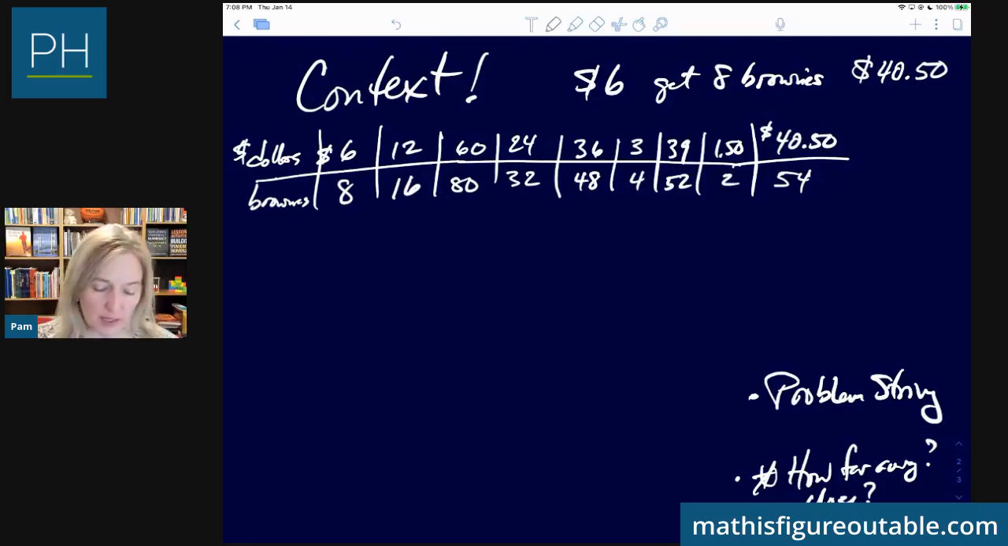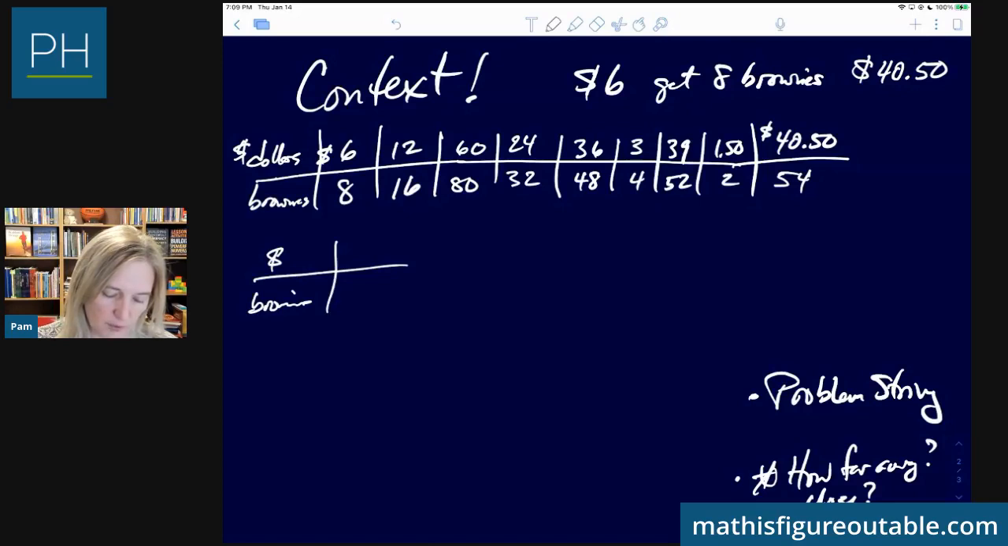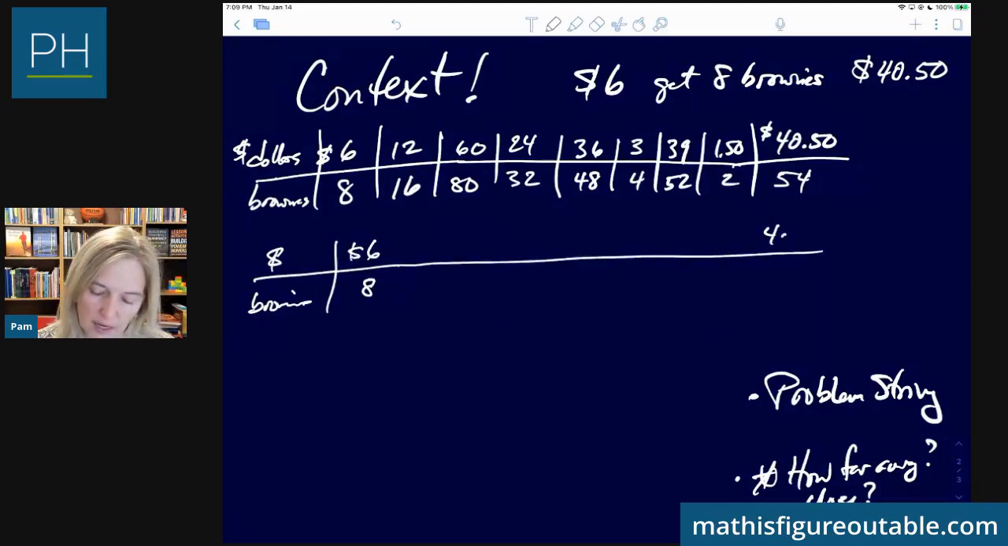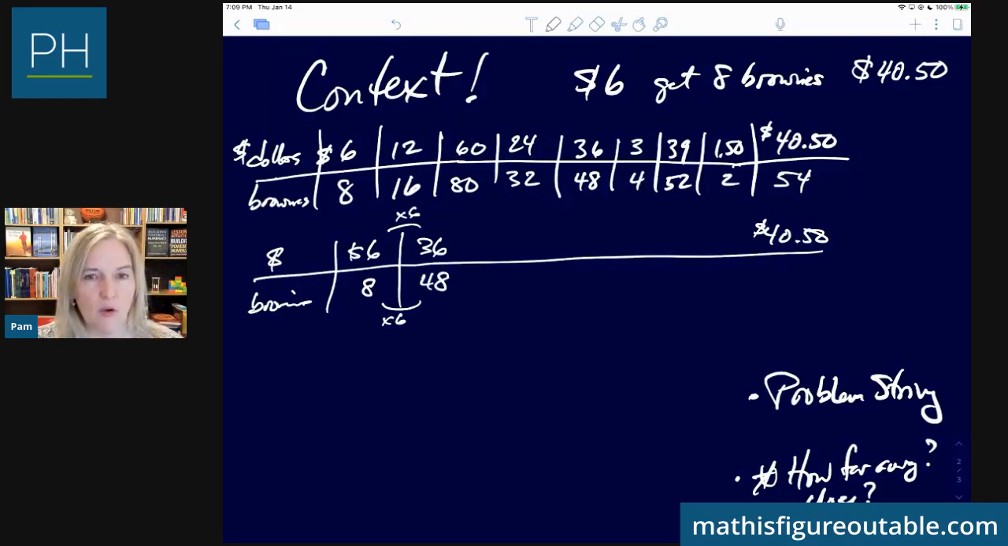So I might expect a less advanced student to start with the same idea. I've got dollars and I've got brownies, and for $6, I can get 8 brownies. And again, their goal is to think about getting up to that $40.50. Well, a more advanced solver might say, 6 to 40.50. Well, I know that 6 times 6 will get me to $36. Bam! Look how close I got. And so then I would scale the 8 brownies times 6 as well. And that is 48 brownies. And then how close are we?